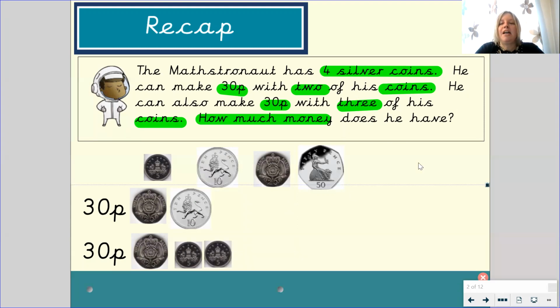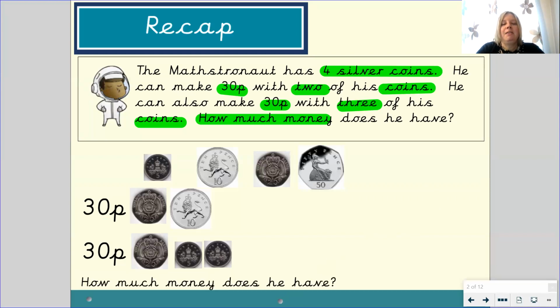So let's look at the final part of our problem now. How much money does he have? What I would like you to do now is pause the video and jot down the 4 coins that you think the astronaut has. Let's have a look and see how much money the astronaut has.